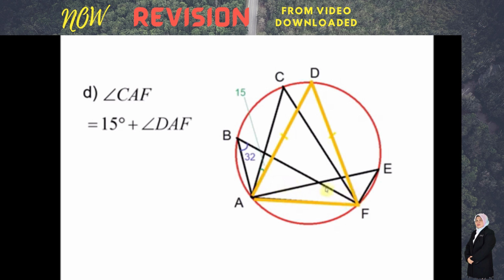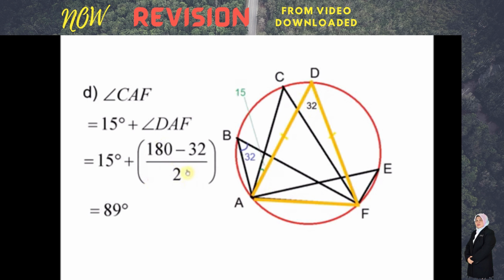If we know this angle, we can find the two angles. In the previous question, we already found this angle, which equals 32. Hence, to find these two angles, we get 180 minus 32, divided by 2. 180 because the total of the angles is 180, minus 32, divided by 2 because these two are the same. Divide by 2, and you get the answer 89.